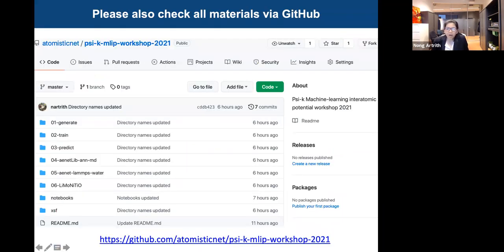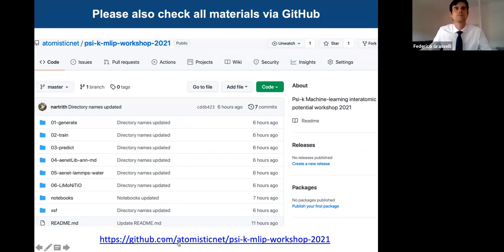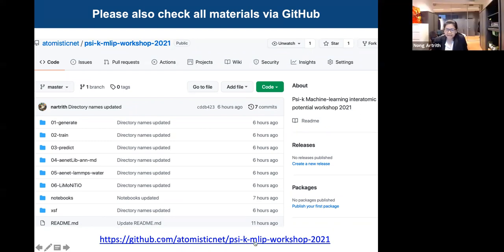I also provide all of the materials via GitHub links. You can look here at the GitHub, Atomistic Net, and the Psi-k MLIP workshop 2021. So you can download everything. The notebook here is prepared in a way that it can be used in Deepnote, like we just did here.